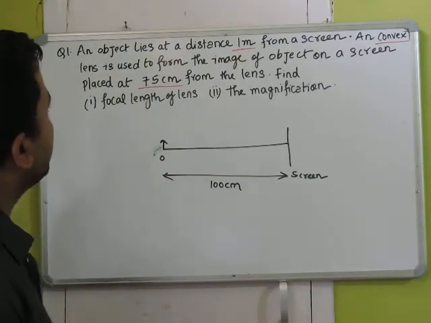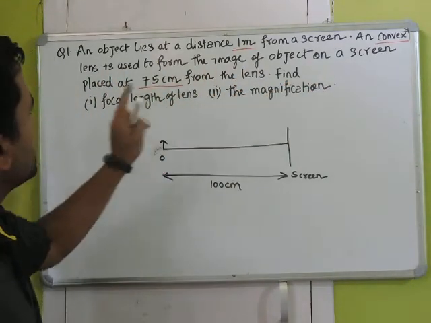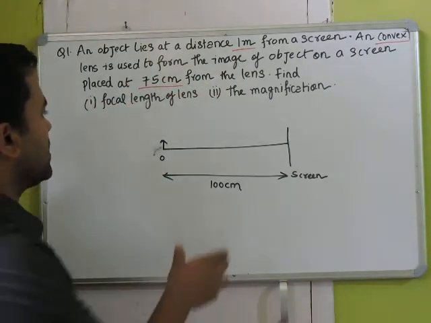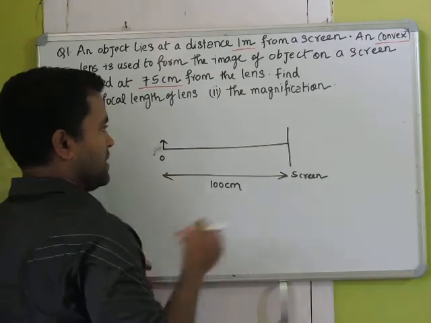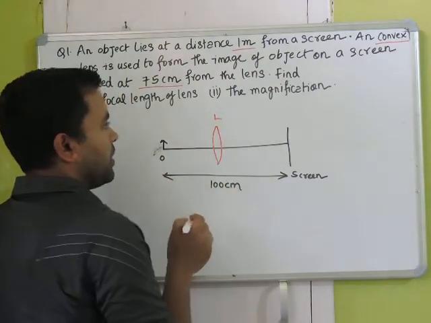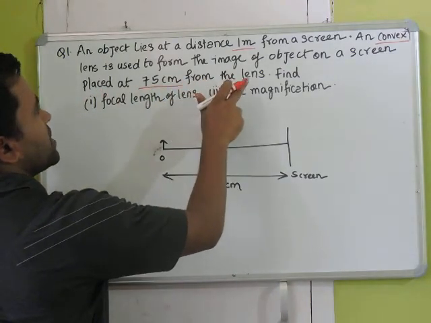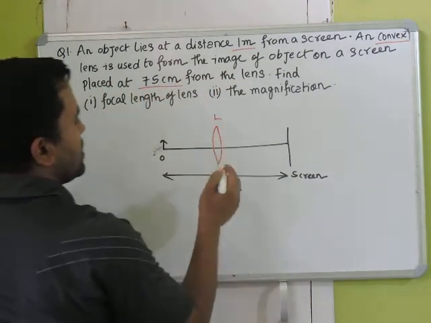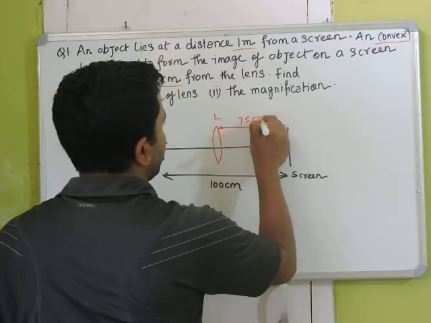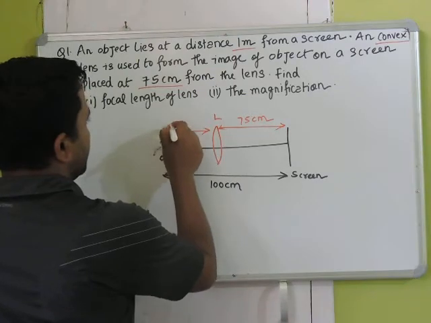Now they are saying that a convex lens is used to form the image of an object on a screen placed at 75 centimeter from the lens. So the screen is 75 centimeter from the lens. So there is a convex lens, I am writing L for it, and the screen is 75 centimeter from it. So this distance is given to be 75 centimeter, and automatically this comes out to be 25 centimeter.